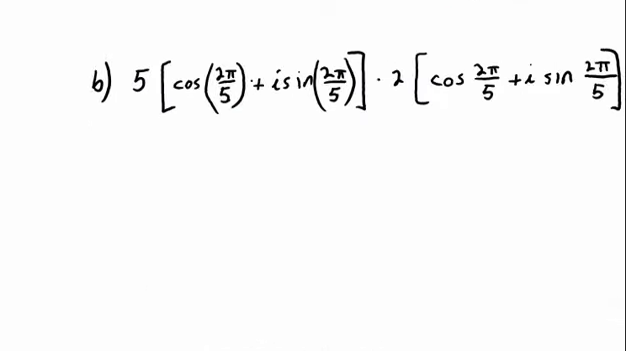Here it is written out longhand, and we switch to radians, 2 pi over 5. You know what? Let's make this 2 pi over 3. It'll be a little bit more interesting that way.